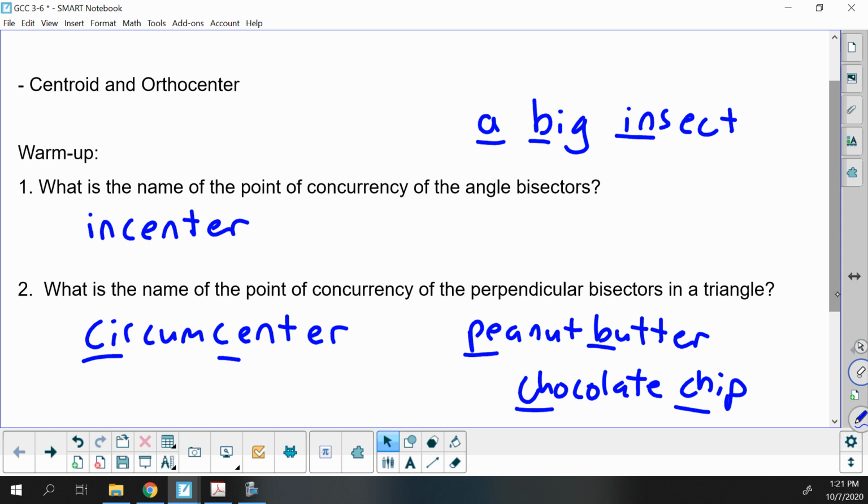Now, angle bisectors are always drawn inside the triangle, so the incenter will always be located within the triangle. But for the perpendicular bisectors, the circumcenter changes depending on what type of triangle. The acute triangle, it was inside. The right triangle, it was on the triangle. And the obtuse triangle, it was outside the triangle.